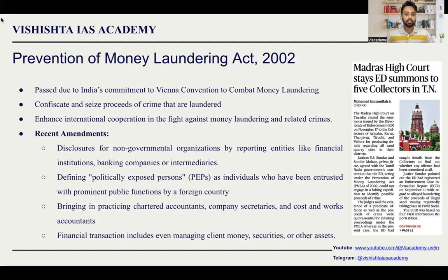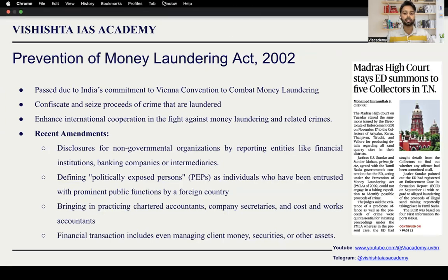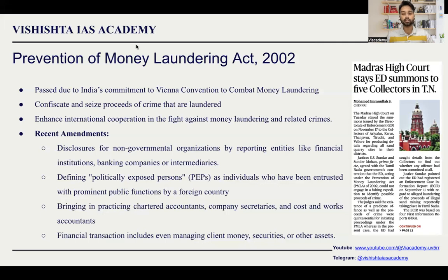Why was the Money Laundering Act passed? It was passed because India is a signatory of the Vienna Convention, which was passed to combat money laundering. Money laundering is not just a problem in India, it is a global problem. According to the Prevention of Money Laundering Act 2002, the Enforcement Directorate has the power to confiscate and seize the proceeds of crime when they are related to money laundering.